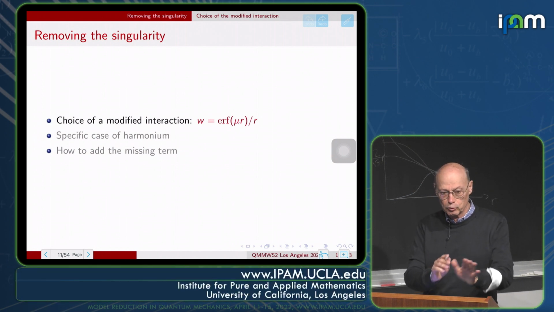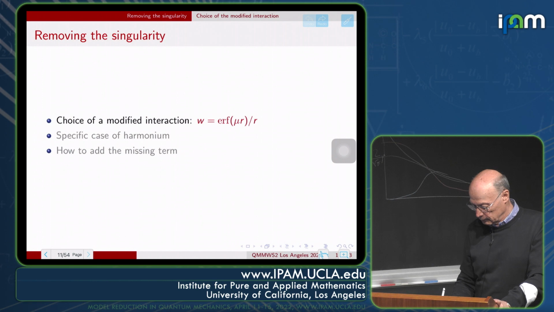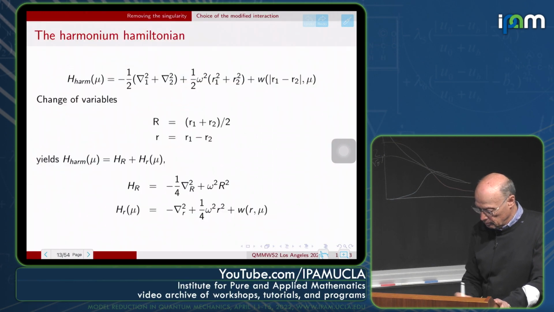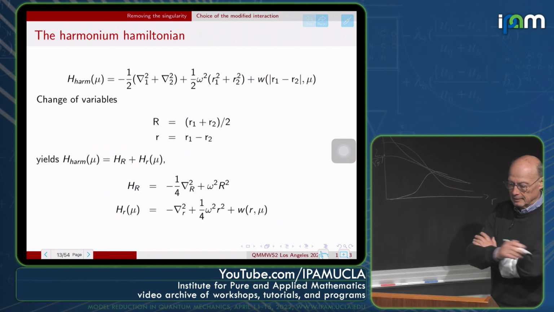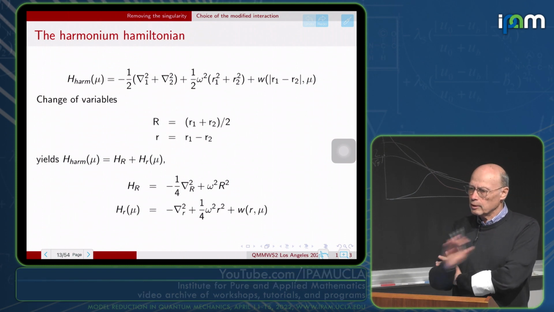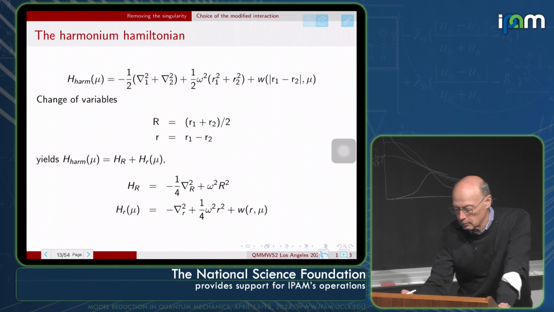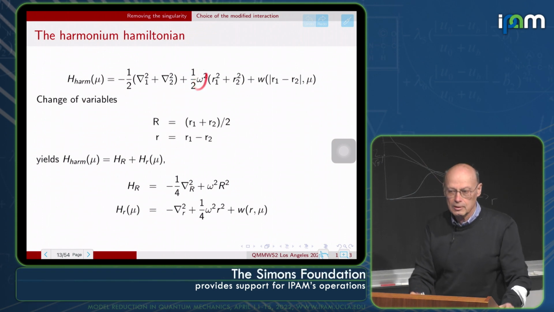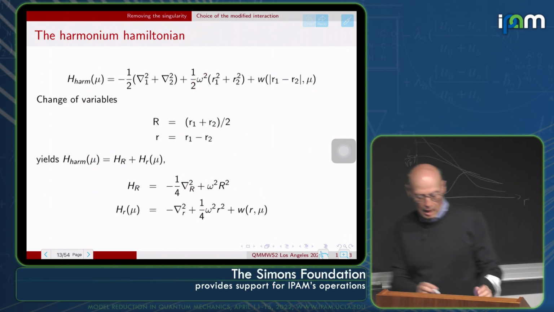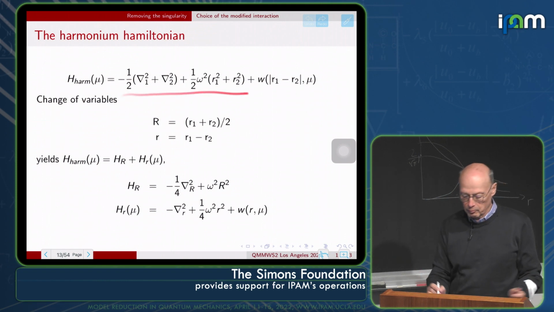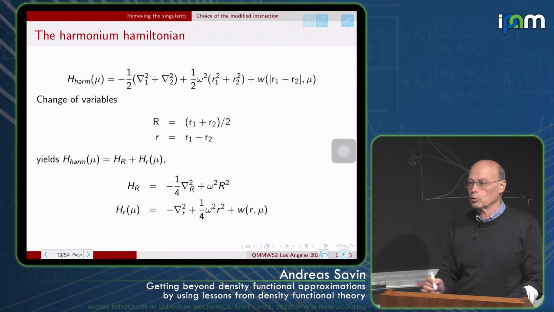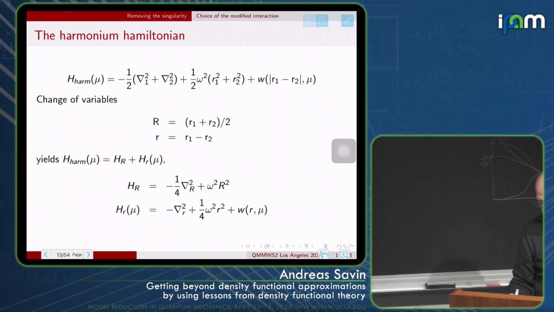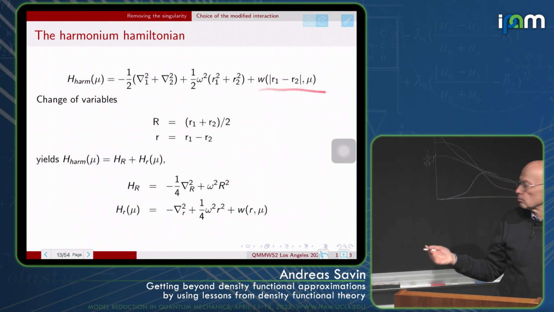Now, let me come back to harmonium. Harmonium was already introduced by Giovanni. So that's the Hamiltonian I'm considering, and all examples will be considered with this Hamiltonian. There is this parameter, which was also called omega by Giovanni. You see, it's a harmonic oscillator, and without the interaction you have just a harmonic oscillator, two independent particles, and they interact by this error function.